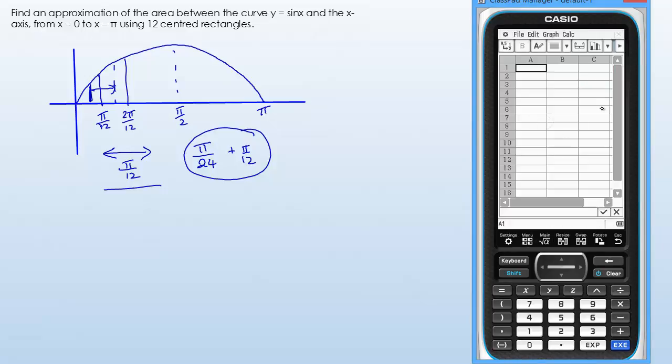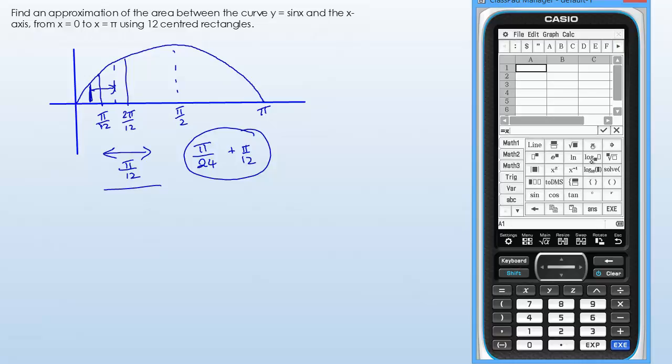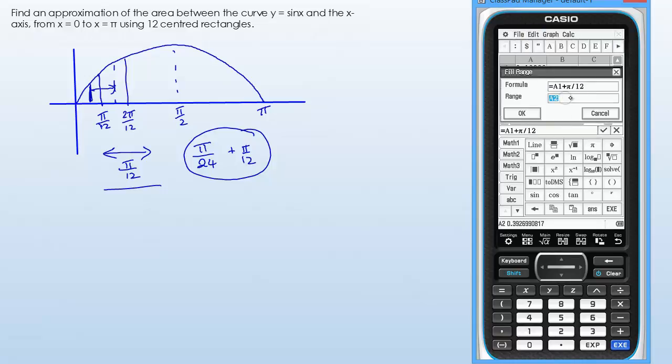Now let's go back to the spreadsheet. So my first ordinate is pi by 24. So we'll just do equals pi divided by 24. And then we know they're pi by 12 apart. So the next one is going to be equals that, add pi divided by 12. And then we want to fill that down from A2 to A12.